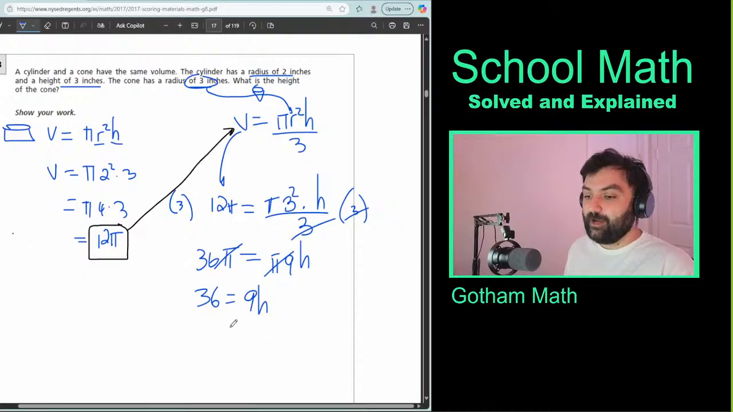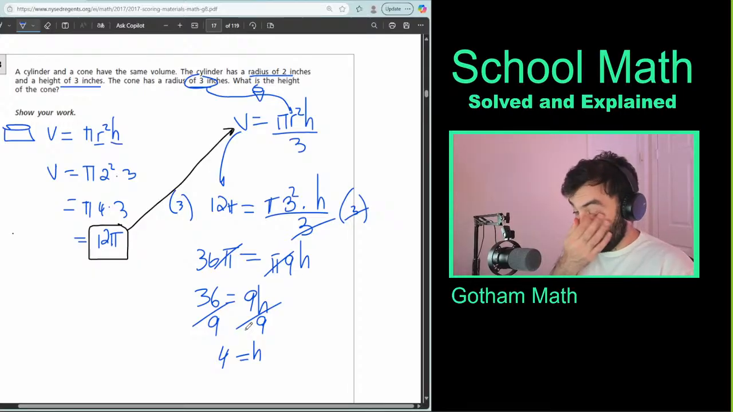What do I do now? Add, subtract, multiply, or divide, Becca. What is it? Divide. You're right. 4. And 4 would be our answer. Did you get 4?